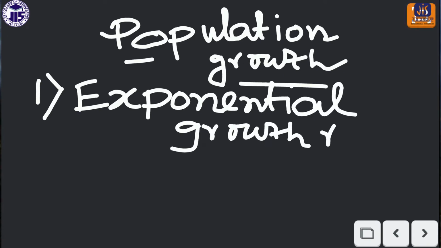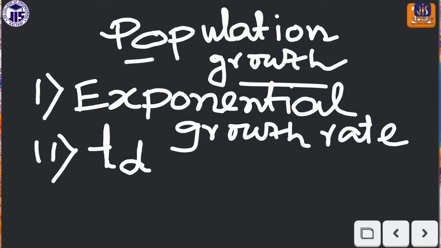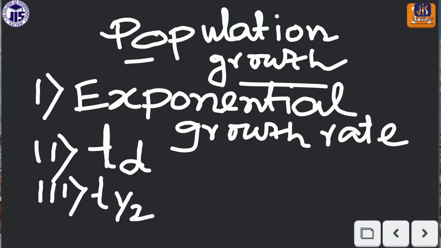So today we'll discuss what population growth is, or what the mathematical equation of population growth is. Then we'll derive how we can establish the equation of the exponential growth model. Next, from the exponential growth rate, we'll discuss the doubling time of population, generally represented by TD. Then we'll discuss the half-life time of population, also represented by T-half.